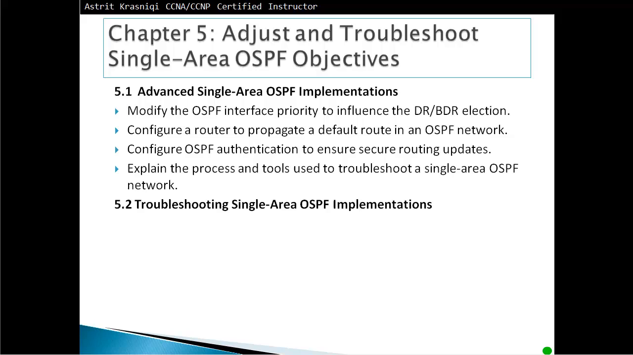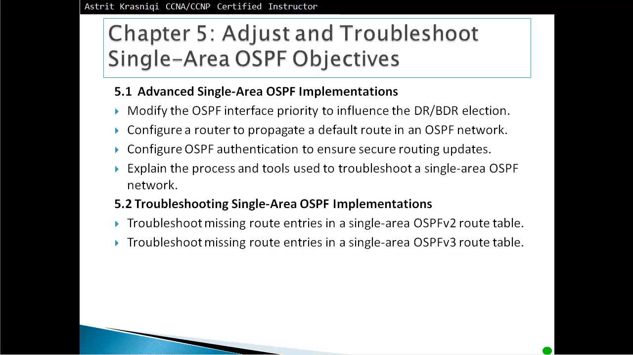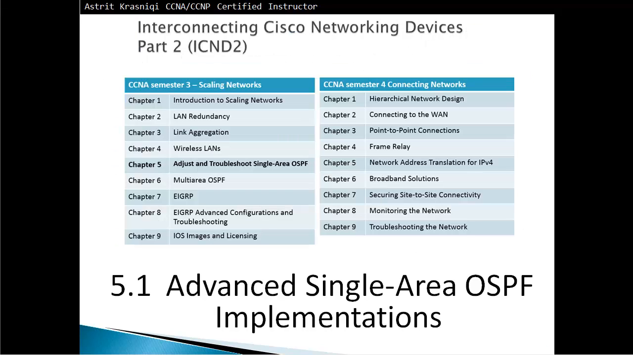Then we move on to section 5.2, Troubleshooting Single Area OSPF Implementation. Here we will troubleshoot the missing route entries in a single area OSPF routing table, version 2 and OSPF version 3 routing table. Okay, let's get started. 5.1 Advanced Single Area OSPF.